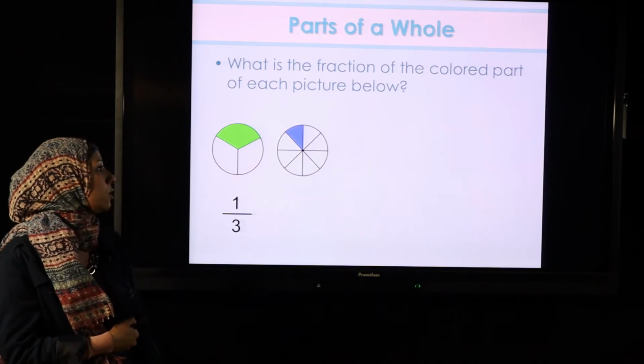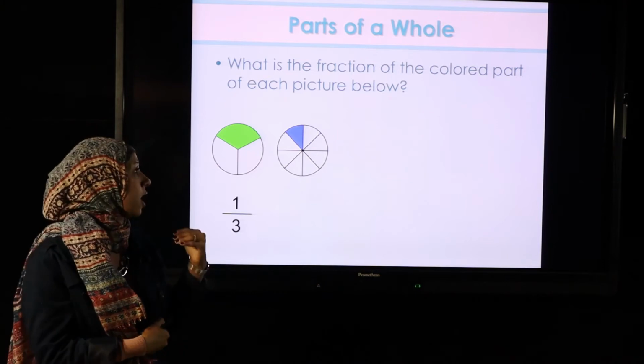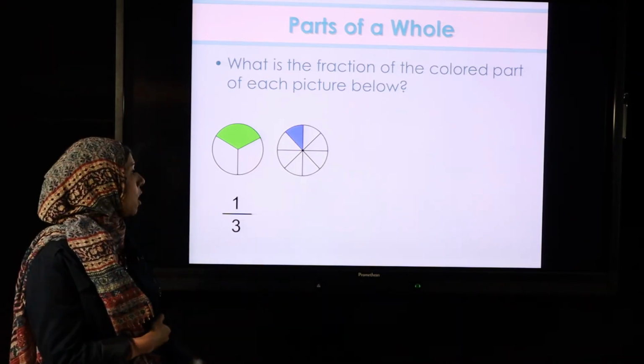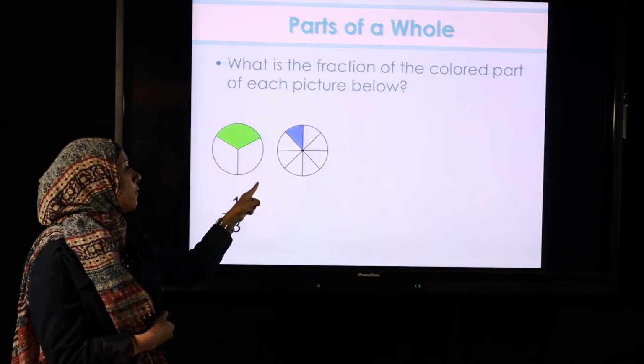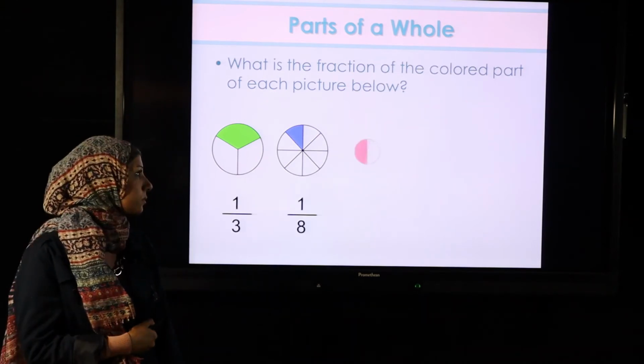In another figure, how many colored parts do we have? Just 1. So we can write the number of colored parts up in the numerator, 1. And how many parts do we have in all? 1, 2, 3, 4, 5, 6, 7, 8. So it will be 1/8.